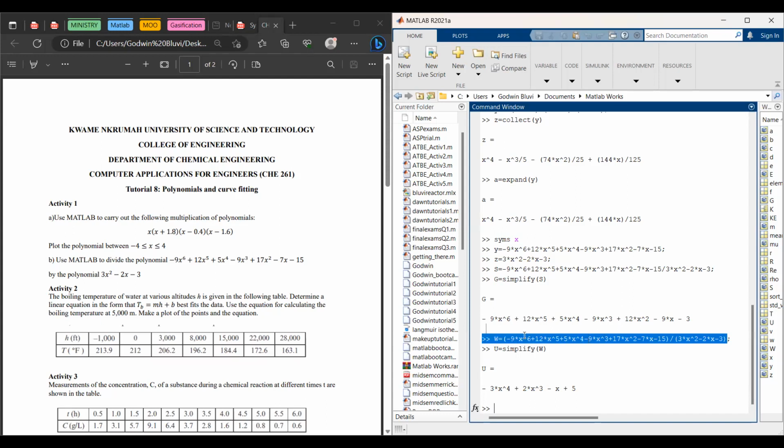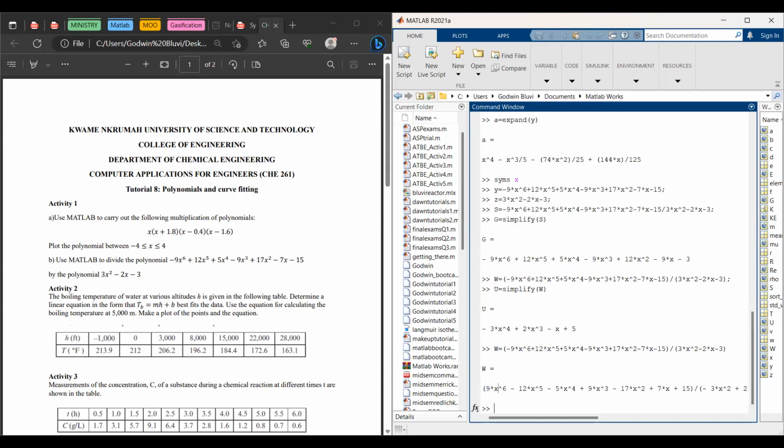W is equal to this. Then let's press enter. So let's not suppress our output. I think we should be doing the class this way. We split the screens. Or what do you guys think? Then press enter. So you see what it has given to you. It just gave you the answer like this.